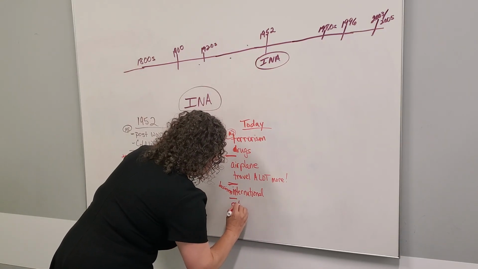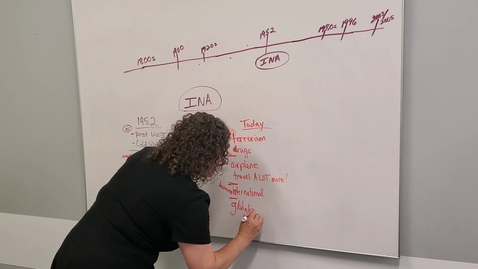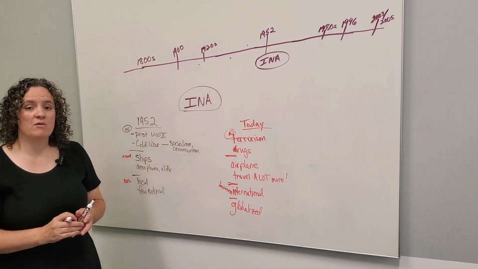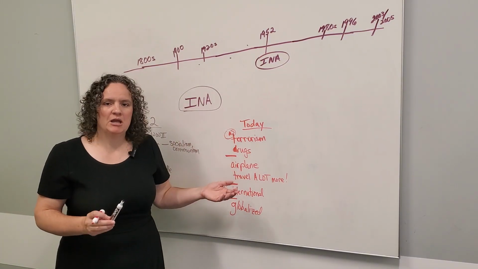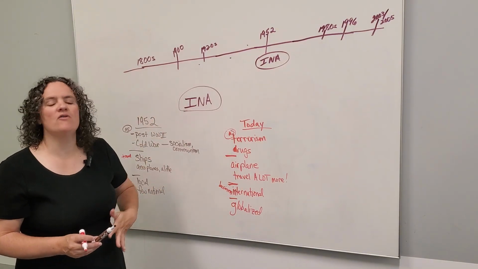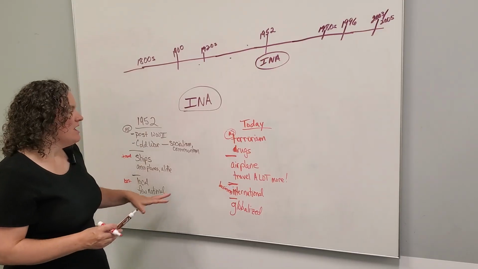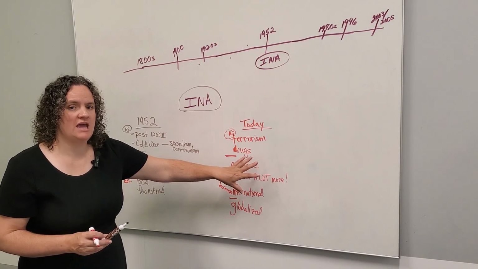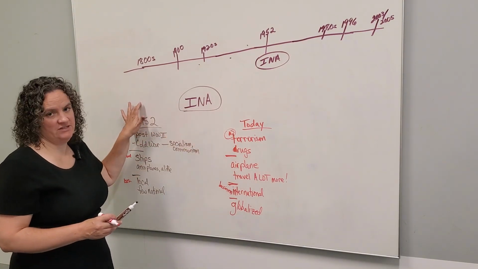And just in general, we live in a globalized world. When we want to travel somewhere, we go there. When we want something from another country, we can get it. When we want to send something to another country, we can. People move, goods move. We live in a very different world today than we did in 1952.